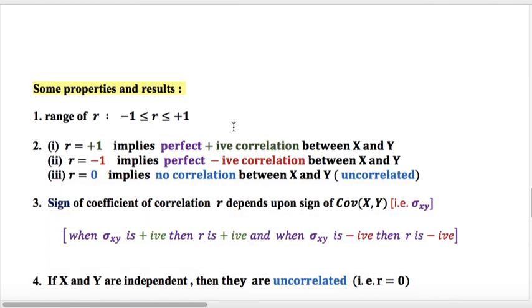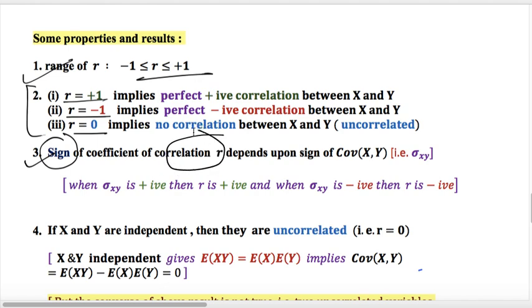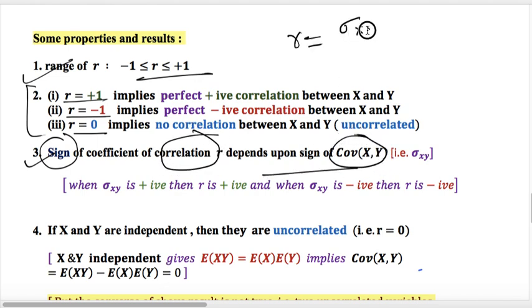So these are some important points. The properties we have already discussed are the range, perfect positive, perfect negative, and no correlation. The third property says that the sign of correlation depends upon the sign of covariance. This is the covariance of x and y upon the standard deviation of x and the standard deviation of y, and always remember that the standard deviation is always positive, it will never be negative. It means r comes out to be plus or minus only because of the covariance. So the sign of covariance also gives us the sign of the coefficient of correlation.